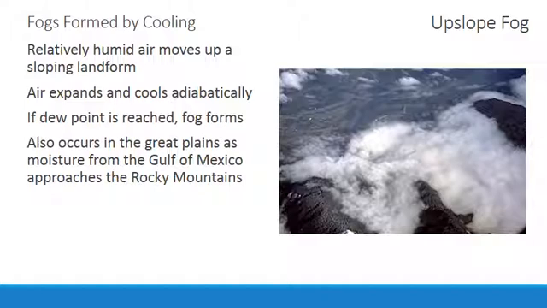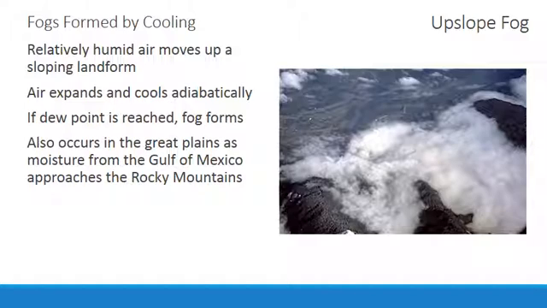Upslope fog, as its name implies, is created when relatively humid air moves up a gradually sloping landform, or in some cases up the steep slopes of a mountain. Because of the upward movement, air expands and cools adiabatically. If the dew point is reached, an extensive layer of fog will form.